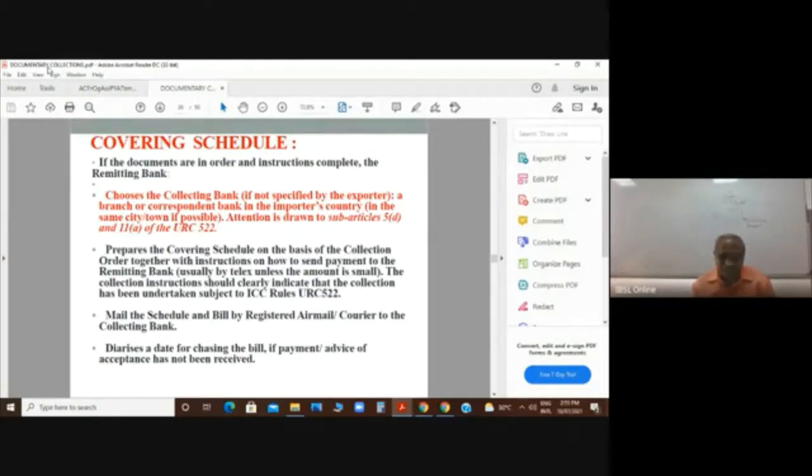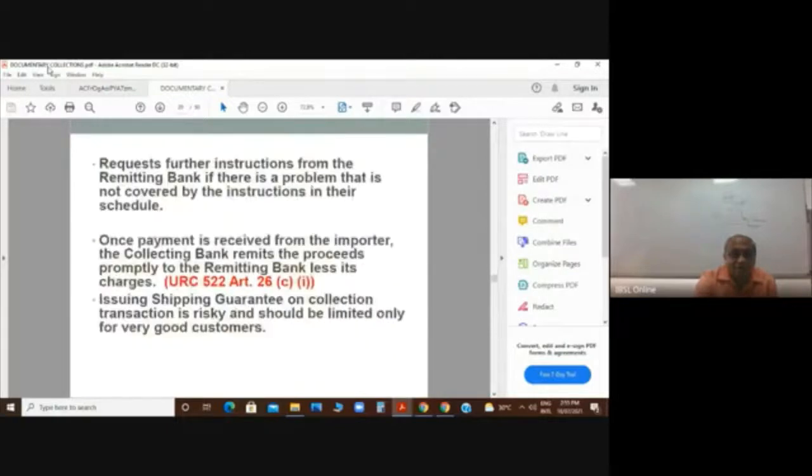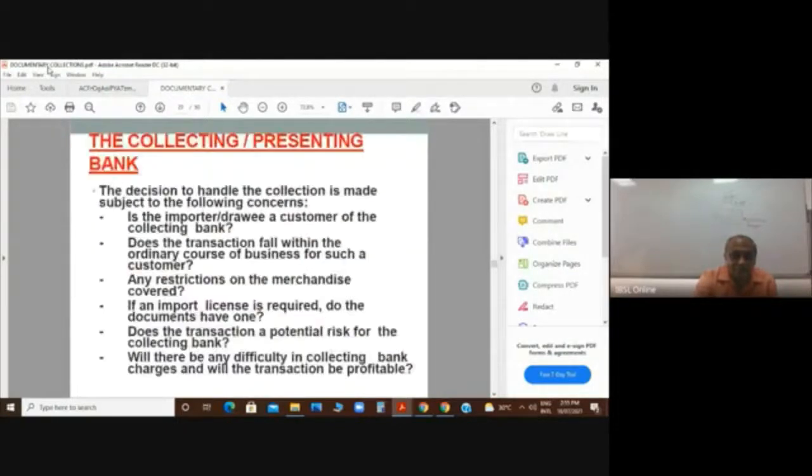Right? Then even fully computerized. But anyway, you have to diarize it and keep following it up until you get the money. Right? Okay. Now, there are some more things. I will finish at this point, and I will try to complete the presentation and discuss the articles on the 20th or the 23rd.